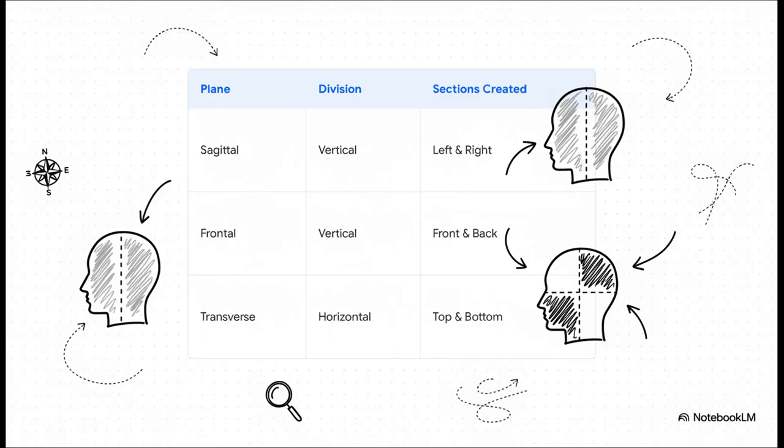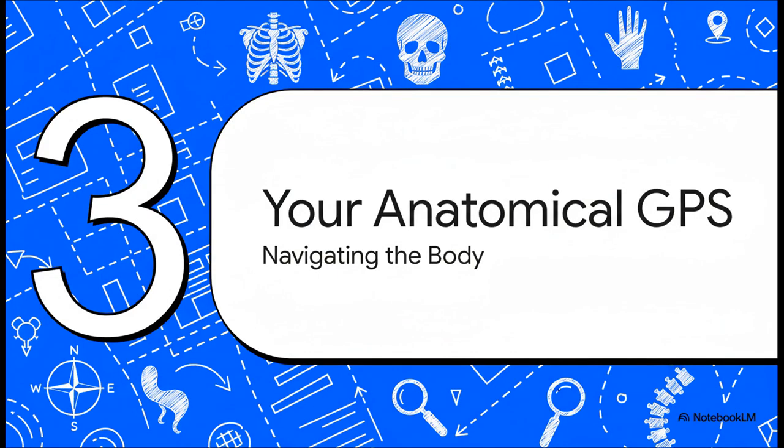So let's just lock this in real quick. The sagittal plane gives us left and right. The frontal plane gives us front and back. And the transverse plane gives us top and bottom. Easy, right? These three planes create the fundamental map of the human body. All right, so we've got our map, but a map isn't much good without directions. That's where our anatomical GPS comes in. It's a set of terms designed to help us navigate the landscape of the body with total precision.